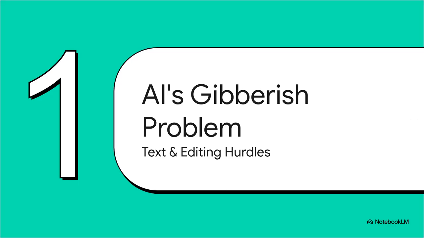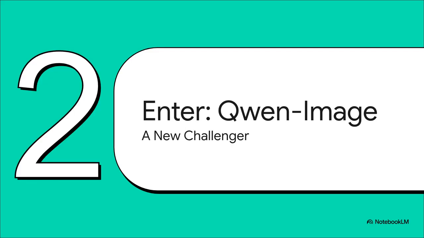Right. Let's just call that first one what it is: AI's gibberish problem. And it's the one thing that has really held AI back from being able to generate genuinely useful stuff, like marketing posters or even the slides for a presentation like this one. But what if a model was actually built from the ground up, specifically to solve these two problems? And that's exactly where this new model from the Qwen team enters the picture.